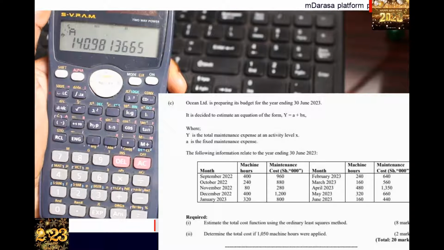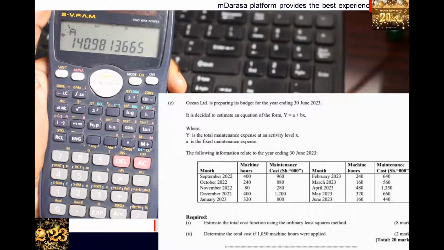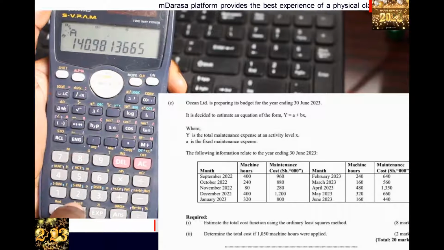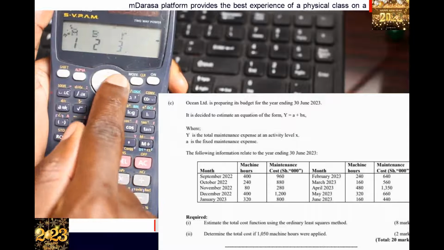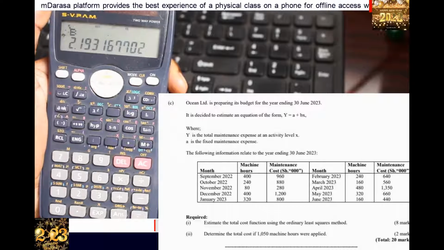You have your equation, y is equal to a plus bx. So in this case, my y will be equal to 140.9813 plus b, which our b in this case, we saw our b to be what? Our b to be 2.193x. And that will give us our first equation.